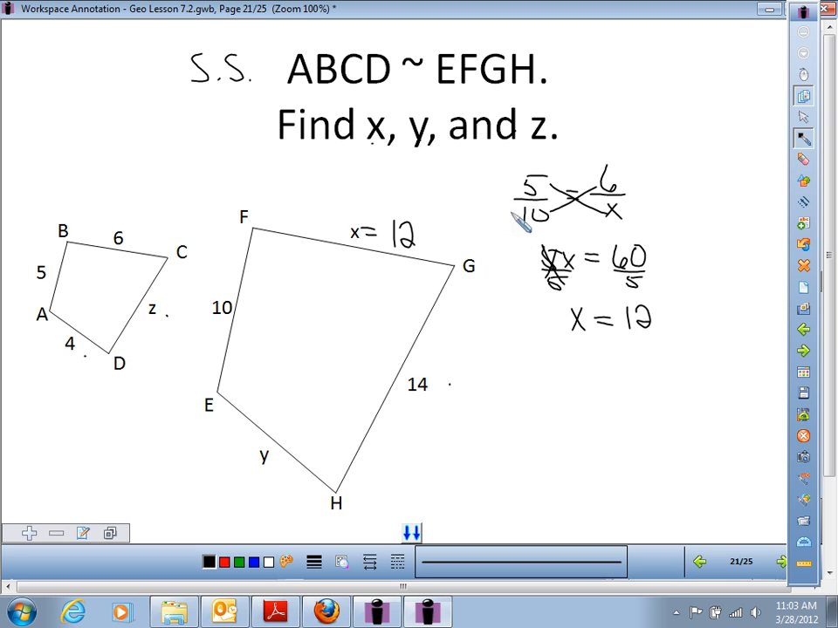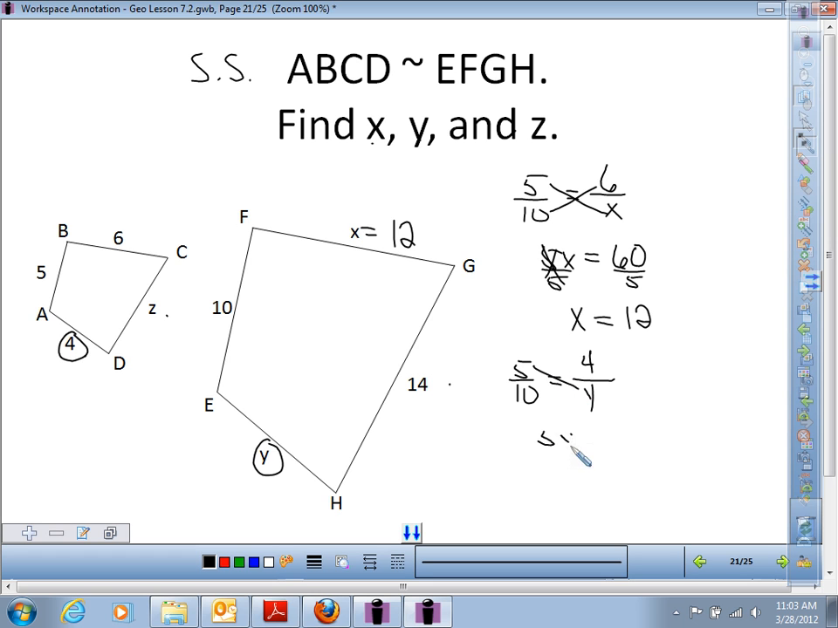Let's go find y. I'm going to keep that 5 over 10. Now what we need to do is find y. Okay, here's y right here. What side's corresponding to y? Well, 4 is. Now 4 is on the smaller shape, so that's got to go up top just like the 5 was on the smaller shape. And then the y goes in the denominator. Cross multiply, 5y equals 4 times 10, which is 40. Divide both sides by 5. Y is 8. So there's another answer. So we found y is 8.